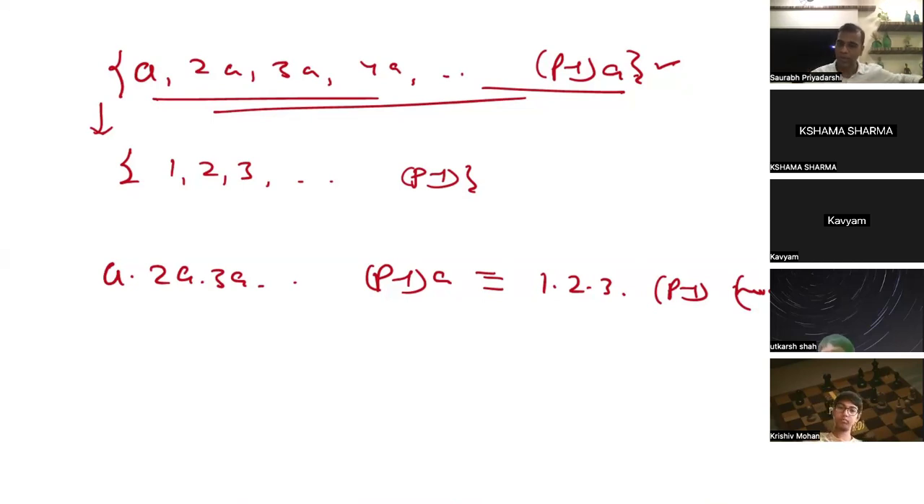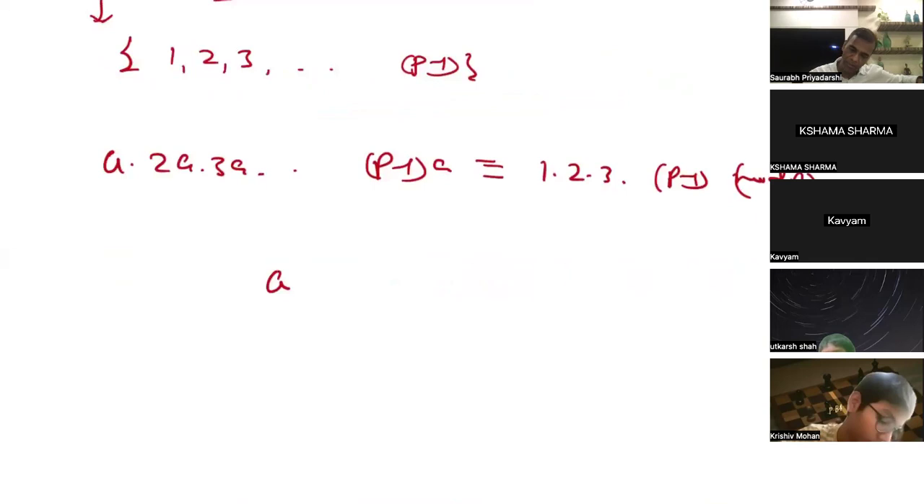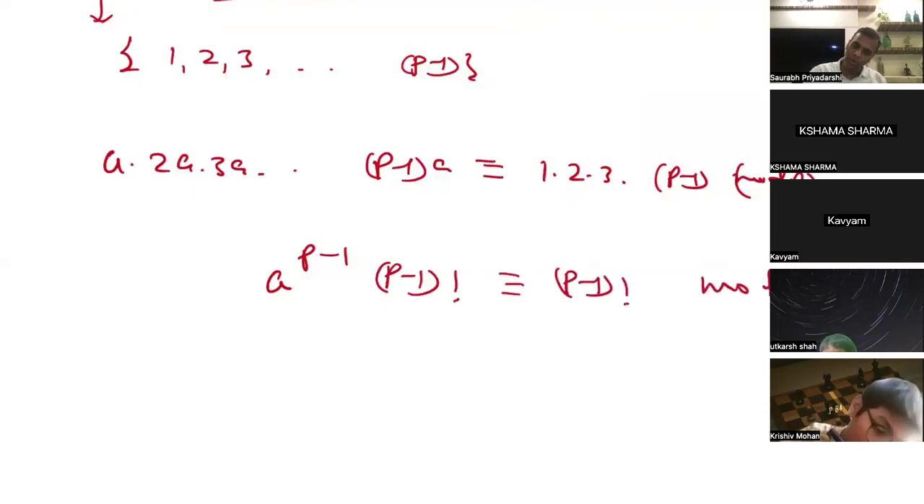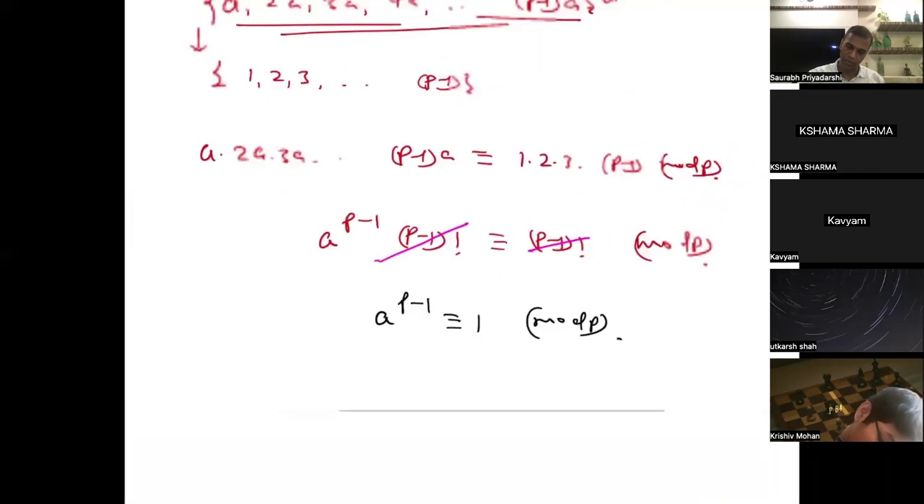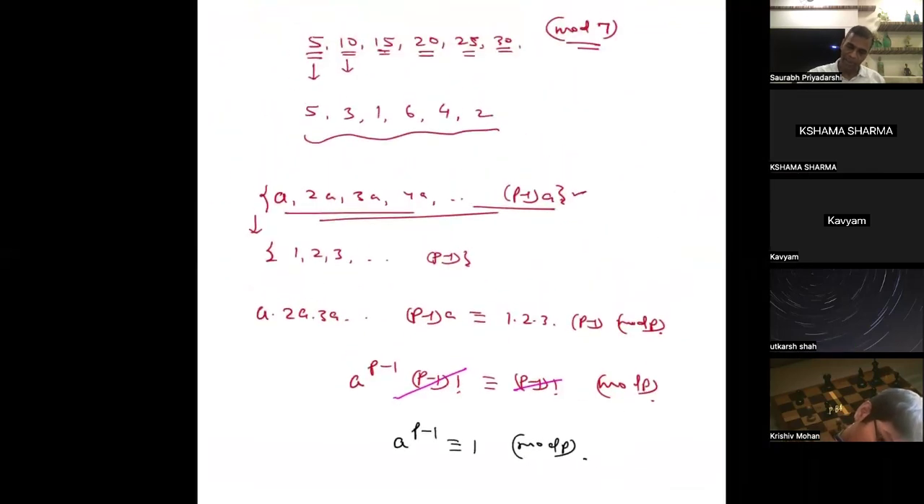Both the numbers are the same. So this will be nothing but a to the power p minus 1 times p minus 1 factorial, congruent to p minus 1 factorial mod p. And obviously p minus 1 factorial is not divisible by p, so I can cancel this number from both sides. So a to the power p minus 1 is congruent to 1 mod p. I hope we easily got the proof of this.